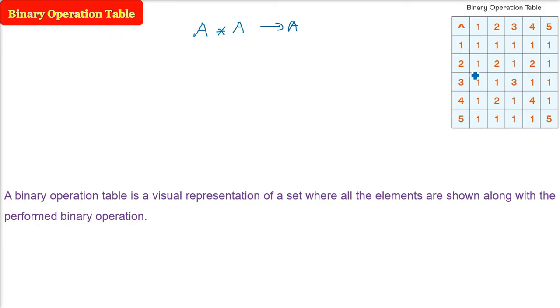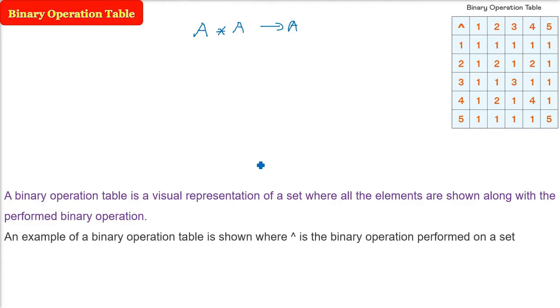So this binary operation table is a visual representation of a set where all the elements are shown along with the performed binary operation. This can be any binary operation. So you can perceive, it's visually very overwhelming. You can easily see what is happening where, rather than writing one by one line. So here we have a set. For example, we are taking the set as 1, 2, 3, 4, 5. This is our set which we'll be discussing.